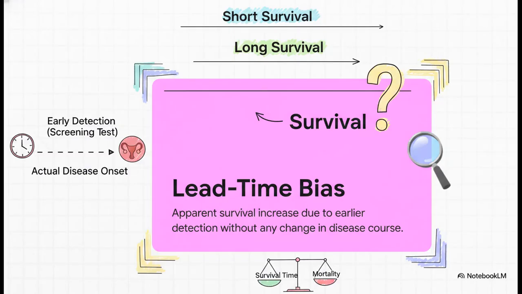This phenomenon is known as lead time bias. It's an apparent survival increase purely due to earlier disease detection without any actual change in the disease course or delay in the moment of death. The test just advanced the diagnosis date, it didn't delay the Grim Reaper. If you're tackling medical board exams, you absolutely must suspect lead time bias whenever a study claims a test increases survival time but fails to show a decrease in overall disease-specific mortality.